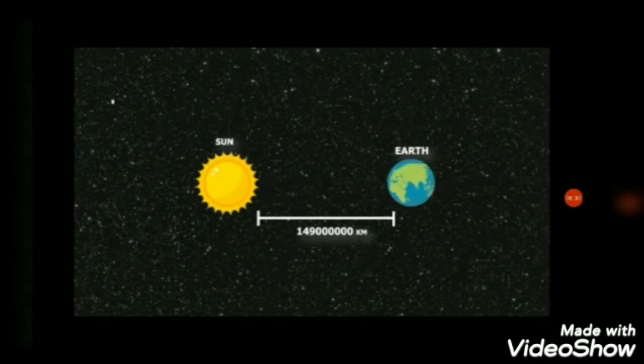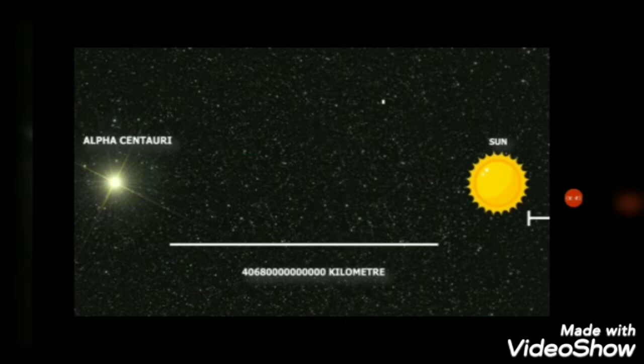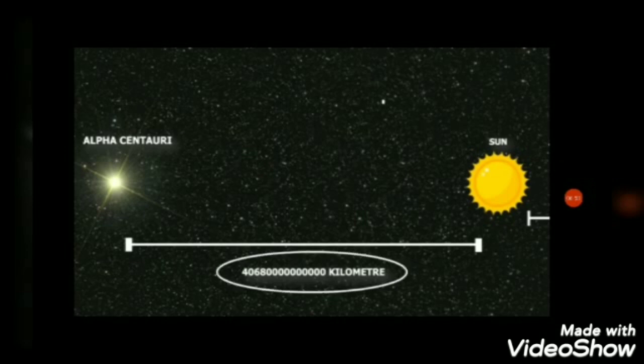In our Milky Way galaxy, there are a large number of stars. The nearest star to our Sun is known as Alpha Centauri. It is believed that the distance between these two celestial bodies is around 40,68,000 crore kilometers. If you look at these numbers, they are very large, and representing them in kilometers is not that convenient.